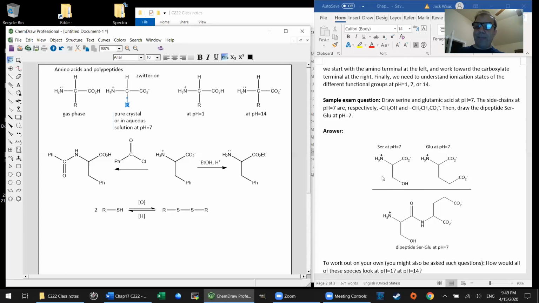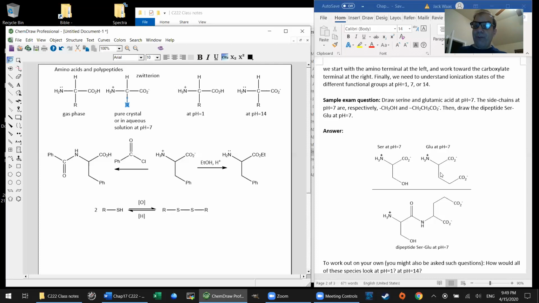And so at a pH of 7, the ammonium group will be protonated because we're below the pKa of the ammonium ion. And of course, the carboxylic acid functional group will be deprotonated because at pH 7, we're too alkaline for that proton to stay on. So that will be true for both of them. So that's what the individual amino acids would look like.